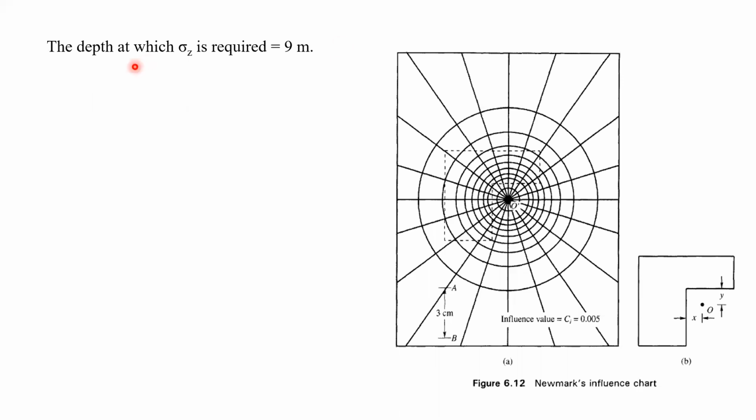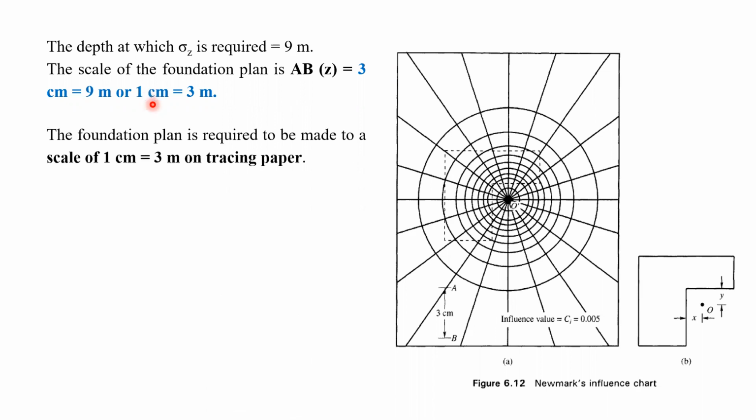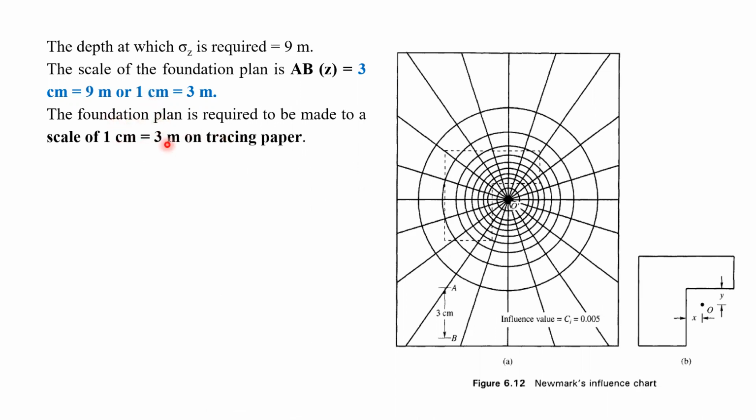The depth at which sigma z is required is equal to 9 meter. So what we shall do? You can see what scale has been given on this chart. AB has been given as 3 centimeter, and we want to find out vertical stress sigma z at 9 meter depth at the point O. So 3 centimeter will be equal to 9 meter. So 1 centimeter is equal to 3 meter. This scale we shall use to draw the plan of the irregular shape of the structure on the tracing paper. 1 centimeter is equal to 3 meter.